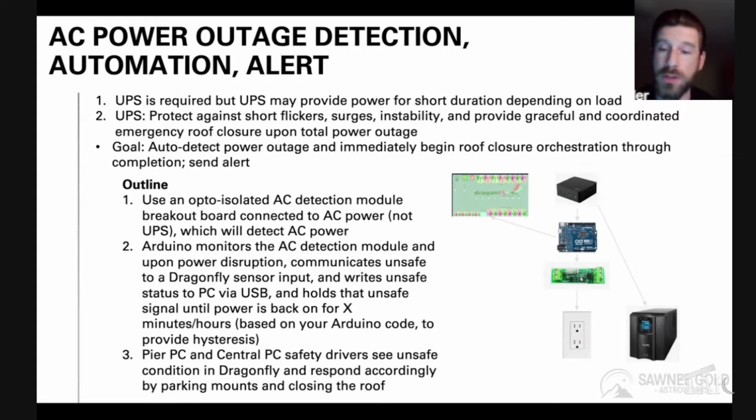And in the Arduino, I just created a little script that closes a relay module, and it sends power to one of the Dragonfly safety sensor inputs. So basically, if the Arduino detects that power has been lost, it sends voltage to the Dragonfly to tell it power was out, it's unsafe, it's still out, and then it actually holds it there for a certain number of hours, maintaining the unsafe state to the Dragonfly so that it keeps the roof closed, even if the power comes back on.